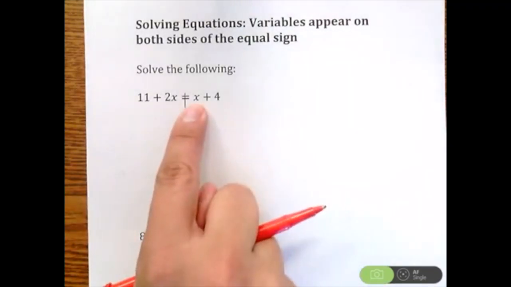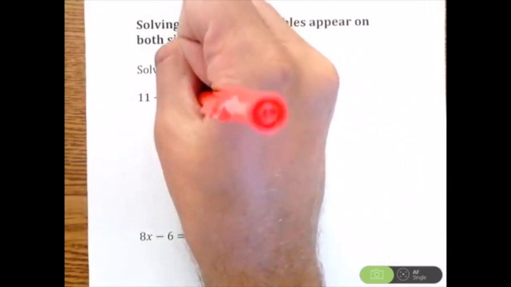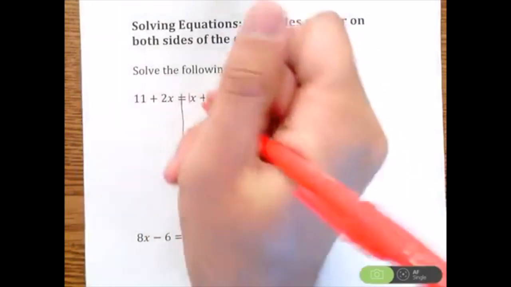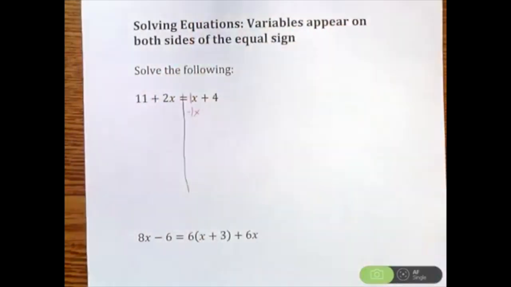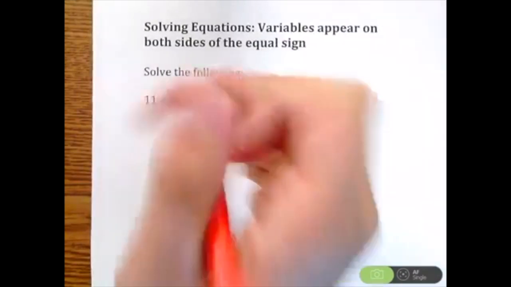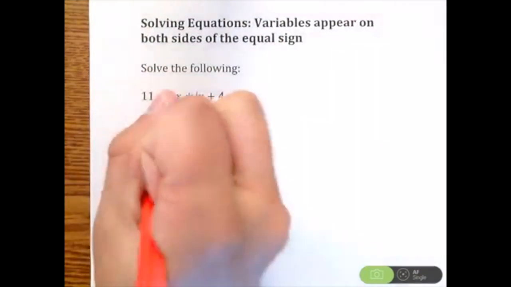So what I'm going to do is, the 2x over here is much bigger than this 1x on the right. So I'm going to move the 1x with the 2x. I'm going to move it towards the bigger of the two. So I'm going to subtract 1x. And if I do it on the right side, I need to subtract 1x on the other side as well.